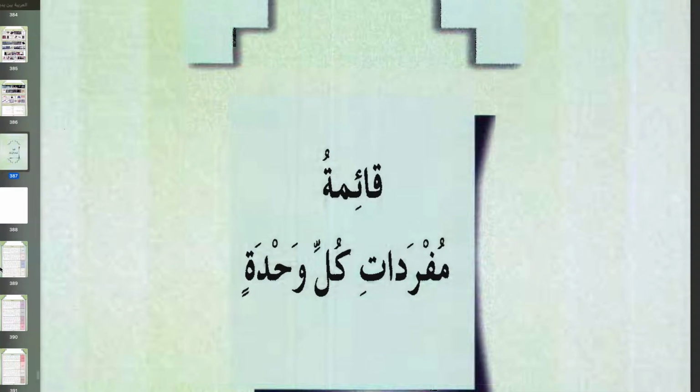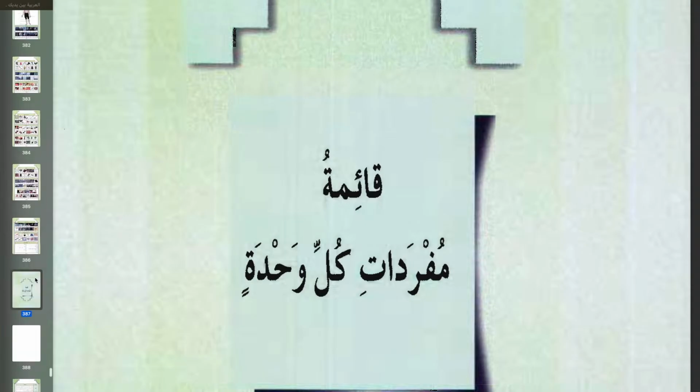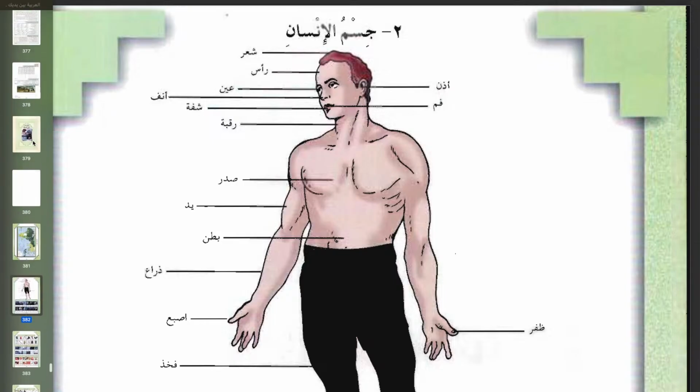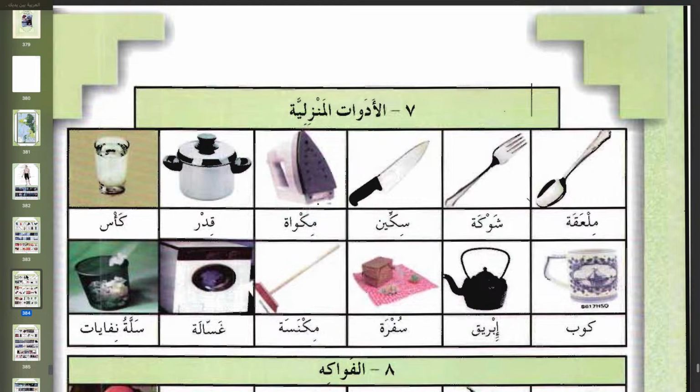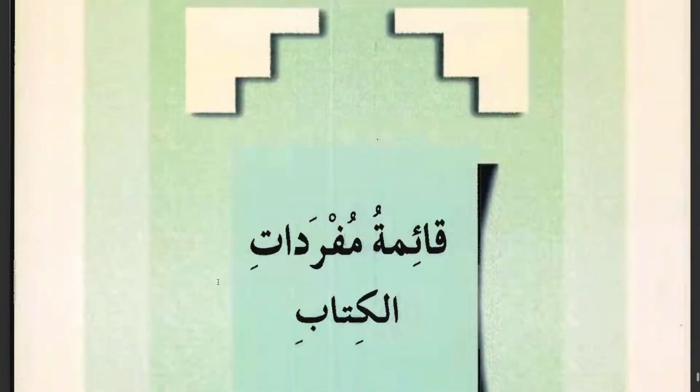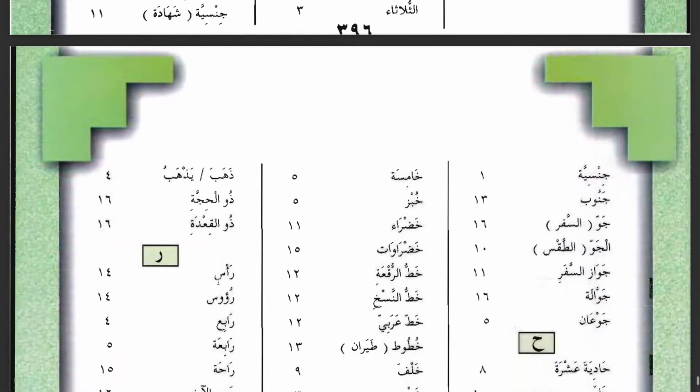A list of vocabulary for each one. See, at the end of the chapter of the book, you have the vocabularies. This is a good way to review the book. When you reach the end of the book, all of the vocabularies you should know, so you can use it. Here they have the vocabs for each unit. You see each unit there, they have the vocabs. Mufradat al-Kitab, the vocabs for the entire book, arranged in alphabetical order.